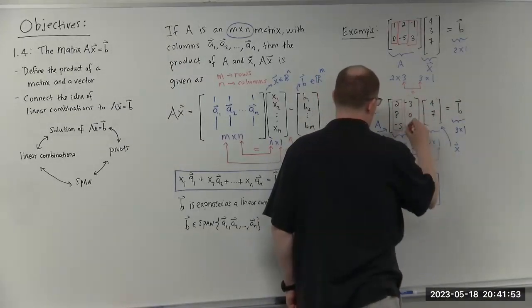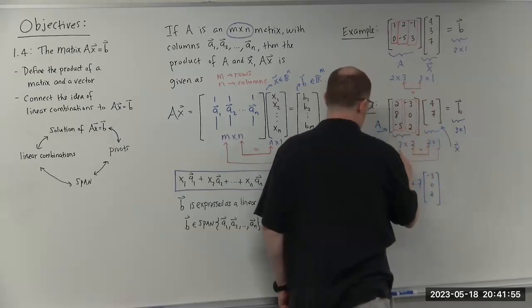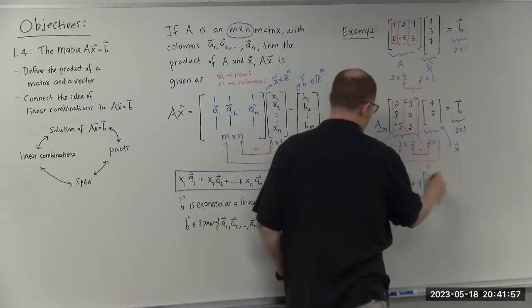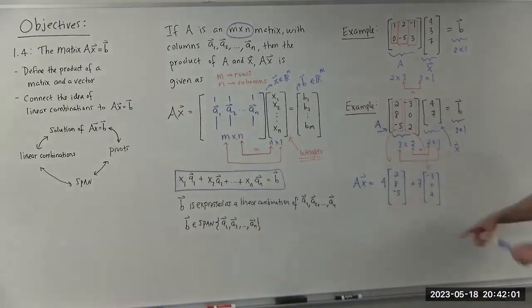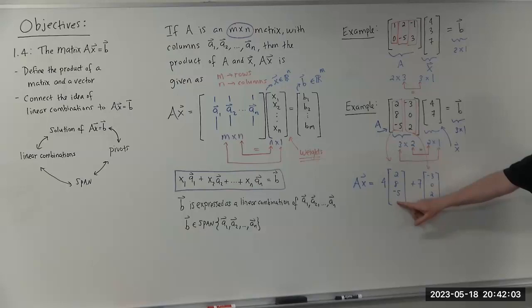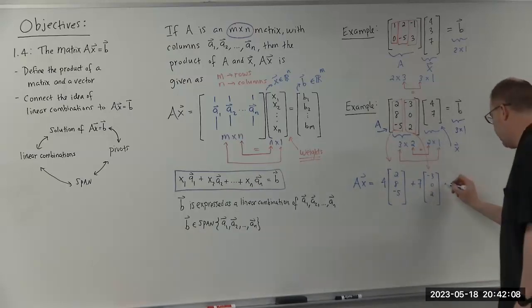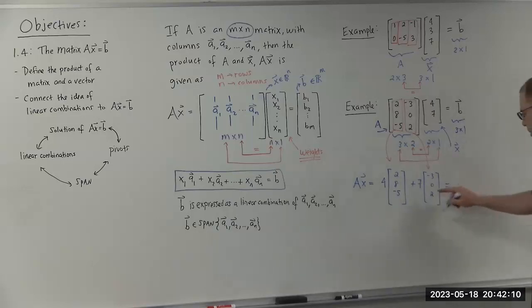This one, and then this one. Notice again, we have a 3 by 1 and another 3 by 1 here, so we can definitely add these together. We're going to distribute the 4, so we get 8, 32, and minus 20.